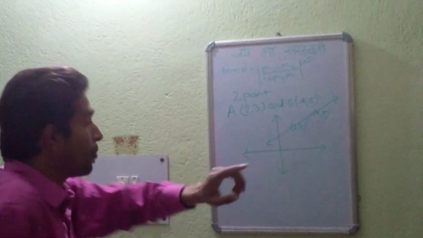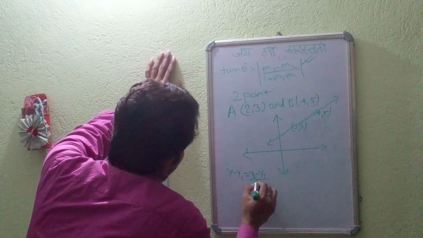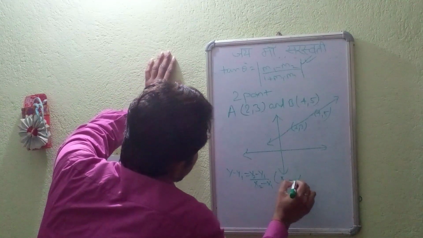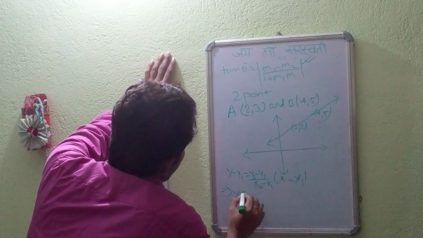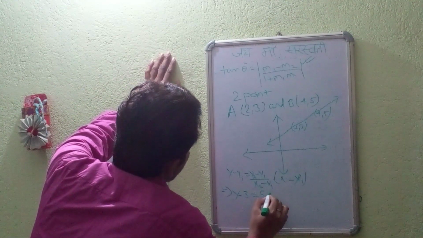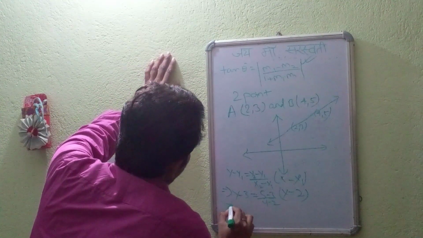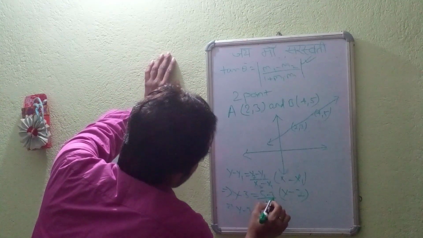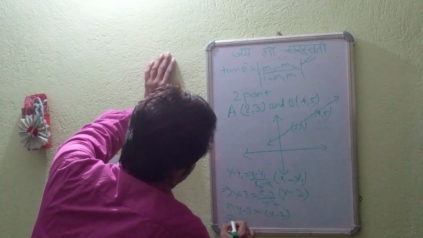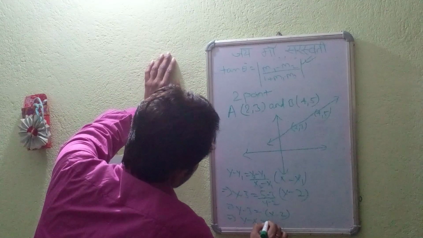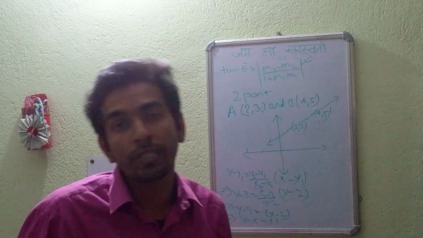So we will be using the formula y minus y1 is equal to y2 minus y1 by x2 minus x1, into x minus x1. So y minus 3 is equal to 5 minus 3 by 4 minus 2, into x minus 2. So y minus 3 is equal to 2 by 2, which is 1, into x minus 2. So y minus x is equal to plus 1. This is the requisite equation in which 2 points are already given.